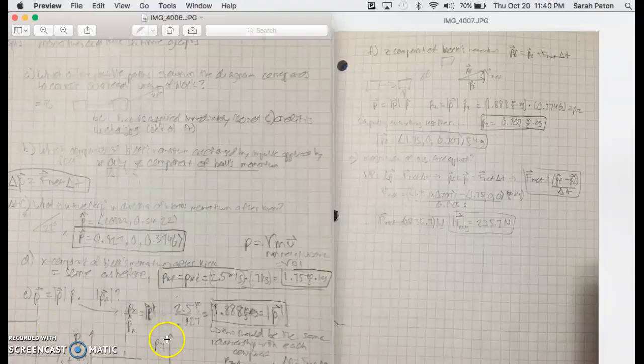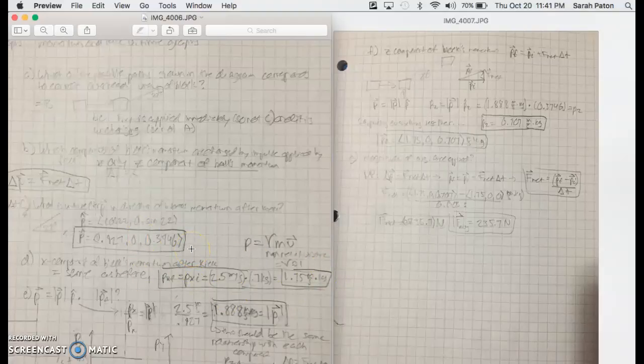Next up, I was asked the x component of the block's momentum after the kick, and momentum is simply gamma times mass times velocity. In a non-relativistic case, gamma is roughly equal to 1. So to find the momentum in the x component, I multiply the x component's velocity times mass to equal 1.75 meters per second times kilograms.